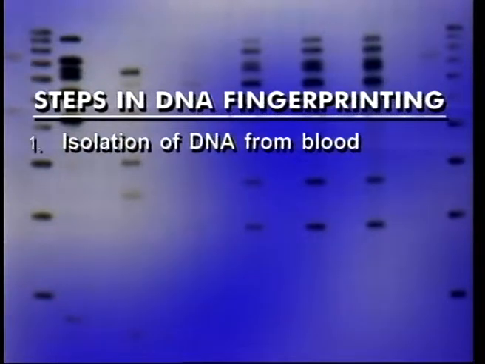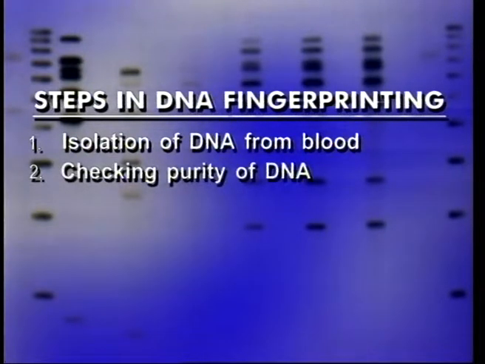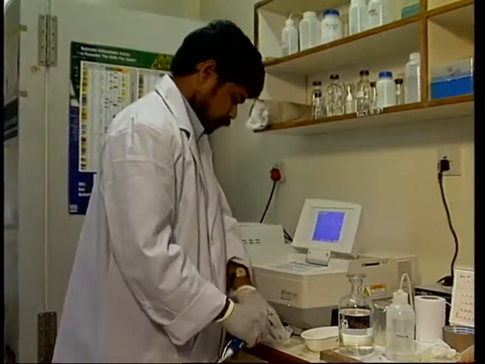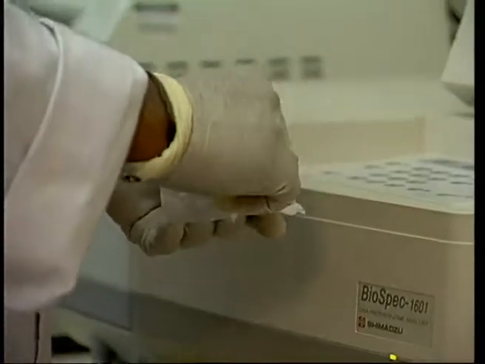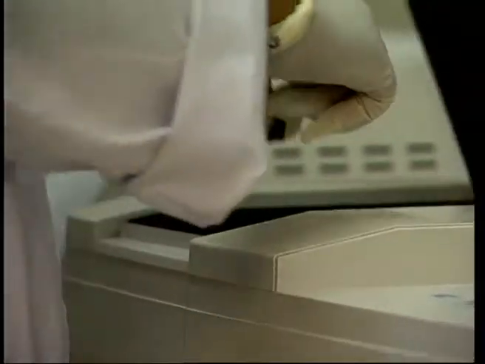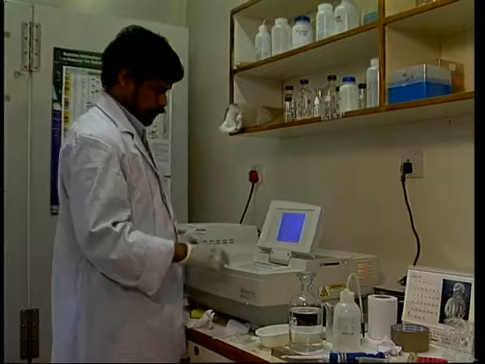Now begins the second stage, checking the purity of DNA extracted from the blood samples. For this purpose, molecular biologists load the DNA samples in cuvettes. These are then placed in ultraviolet spectrophotometers, which help check DNA purity.